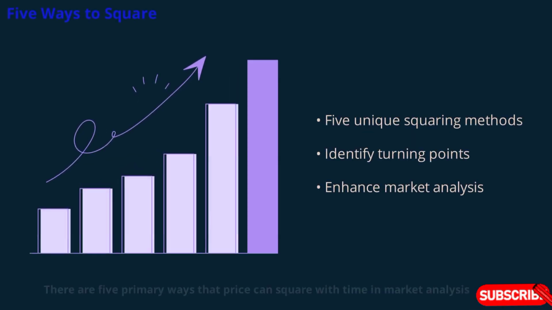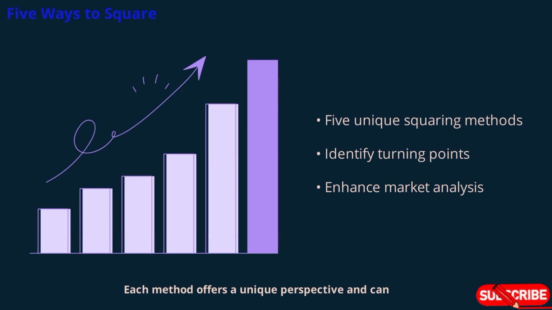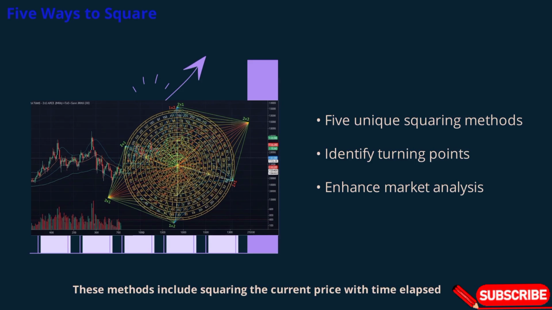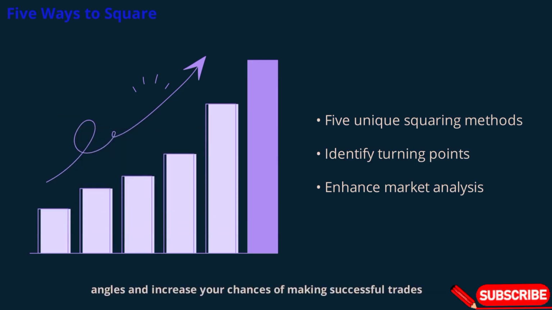There are 5 primary ways that price can square with time in market analysis. Each method offers a unique perspective and can be used to identify different types of market behavior. These methods include squaring the current price with time elapsed, squaring time in a prior trend with the current price range, and more. By mastering these 5 approaches, you'll be able to analyze the markets from multiple angles and increase your chances of making successful trades.